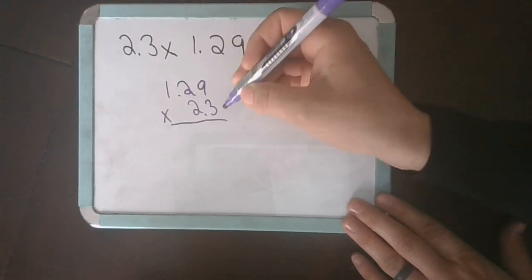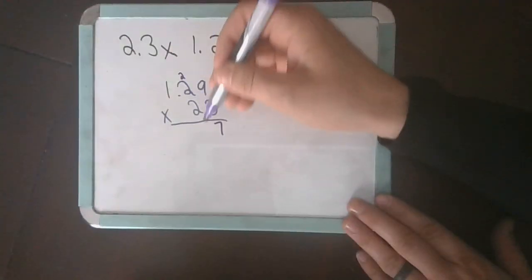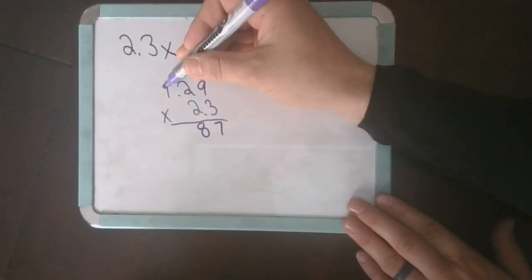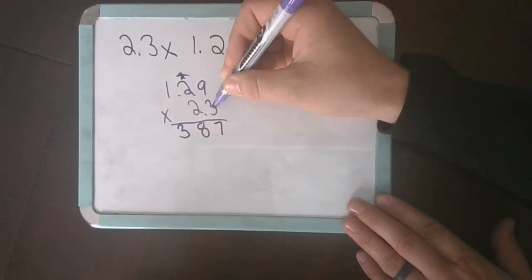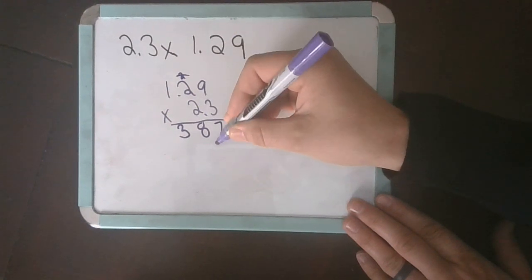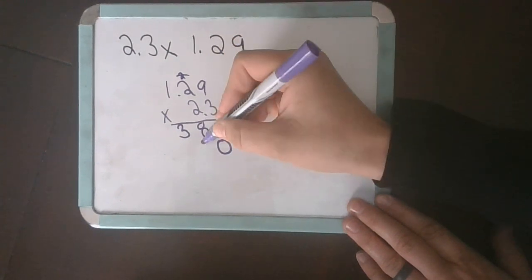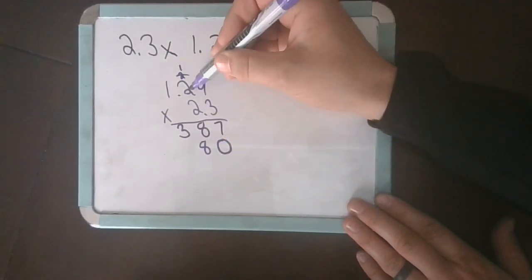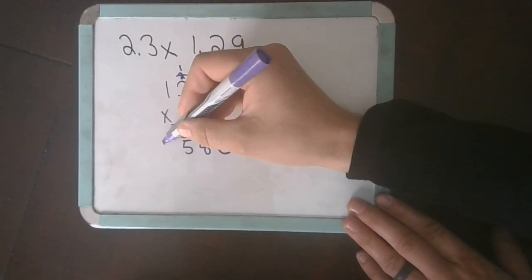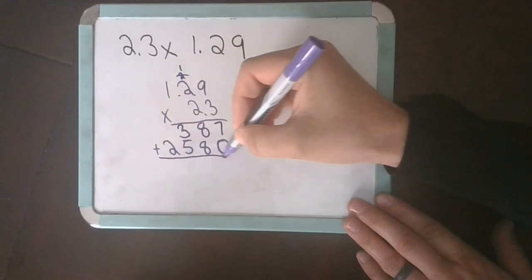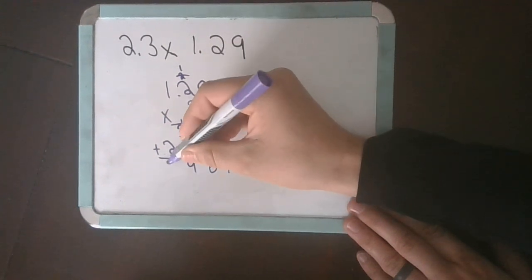So 3 times 9 is 27. Carry the 2. 3 times 2 is 6, plus 2 is 8. And then 3 times 1 is 3. Okay, done with this row. Since I'm done with the 3, I'm moving over to the 2, so there's going to be nothing in this place value spot. So 2 times 9 is 18, carrying the 1. 2 times 2 is 4, plus 1 is 5. And now 2 times 1 is 2. When I add these together, I get 7, 16, carry the 1, 9, and 2.